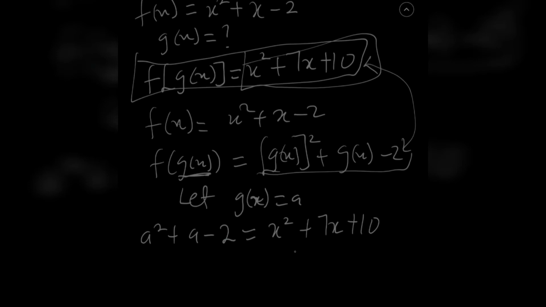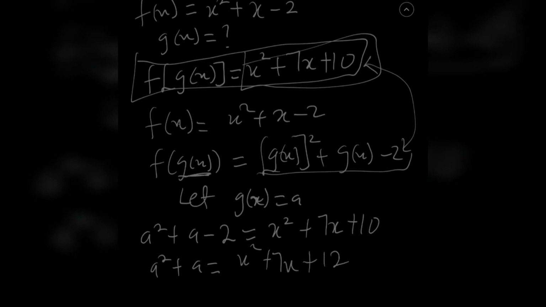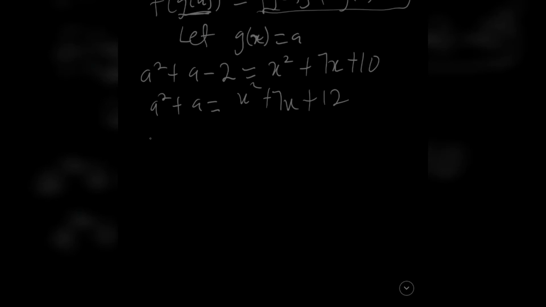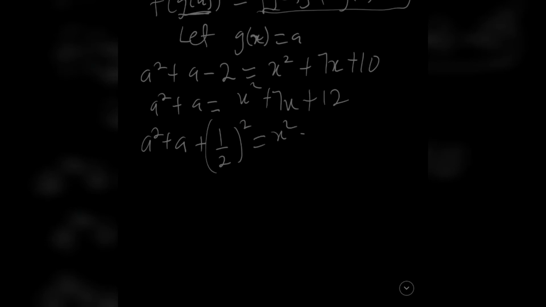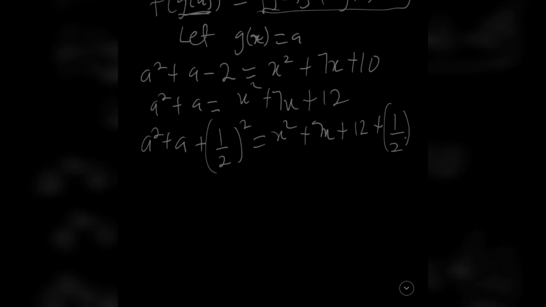So we have to move this to the other side. So we get a squared plus a equals x squared plus 7x. The 2 crosses the equal sign to become plus 2 over here, which makes this one 12. So we get this. Okay, so method of completing the square: a squared plus a. The coefficient of a over here is just 1. We multiply it by half, which is half. Then we add the square of half to both sides. So we get x squared plus 7x plus 12 plus half all squared.